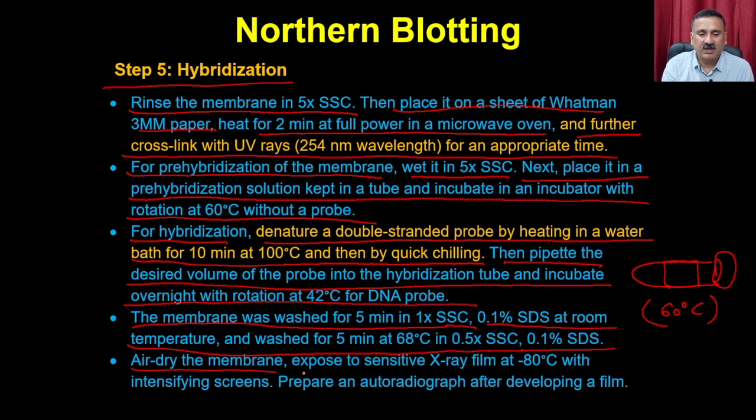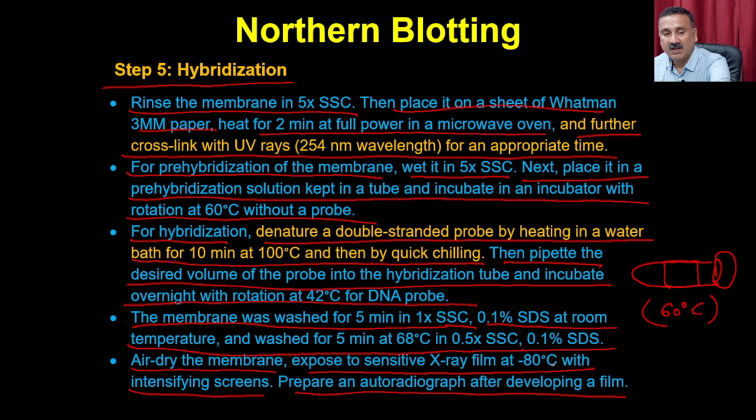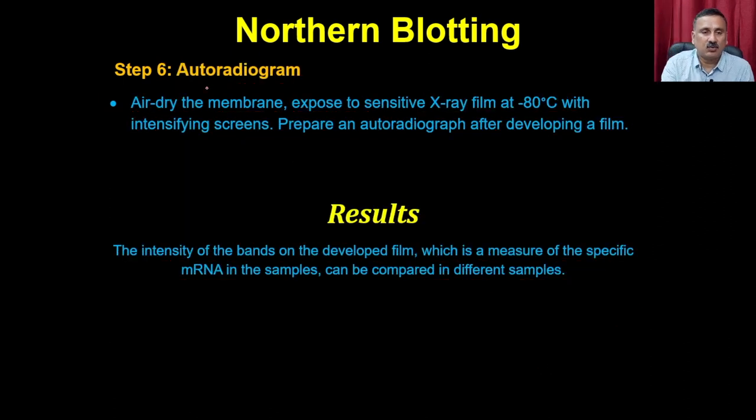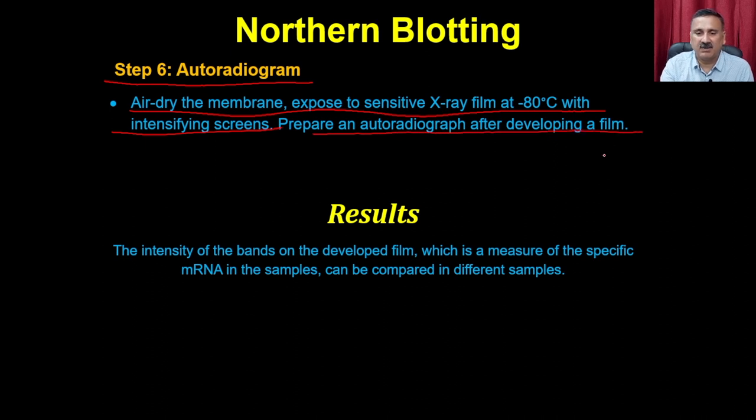Air dry the membrane and expose it to the sensitive X-ray film at minus 80 degrees Celsius with an intensifying screen. Prepare an autoradiogram after developing the film. Now, the next step is the autoradiogram. So, you are going to air dry the membrane, expose it to the sensitive X-ray film at minus 80 degrees Celsius with an intensifying screen, and prepare an autoradiogram after developing the film.